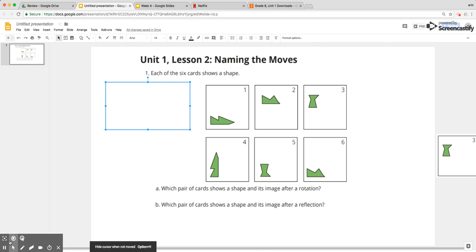This is Miss Bainer with a review video about identifying the three types of rigid transformations. So just as a reminder, our three rigid transformations are translations, rotations, and reflections.